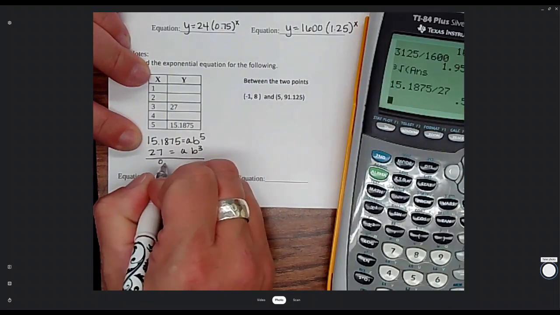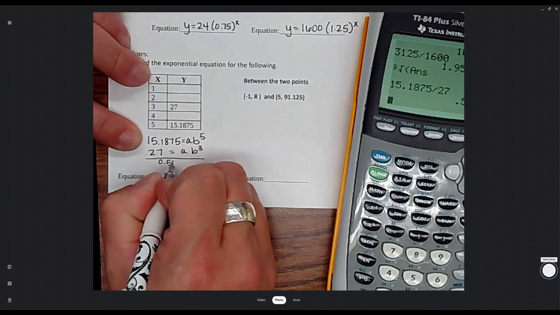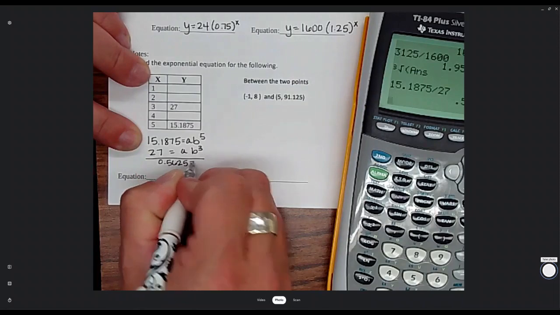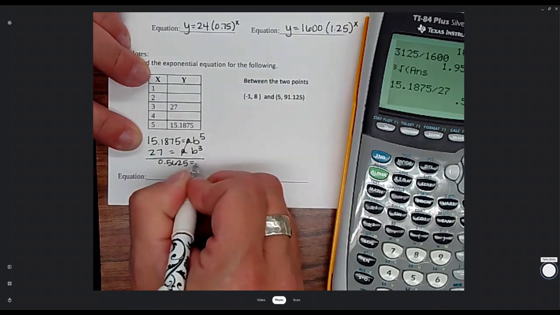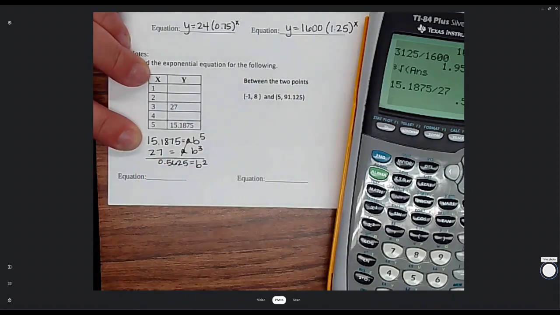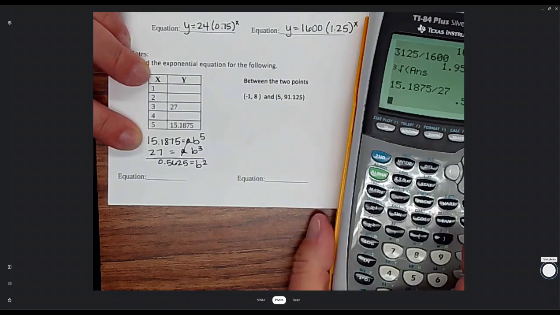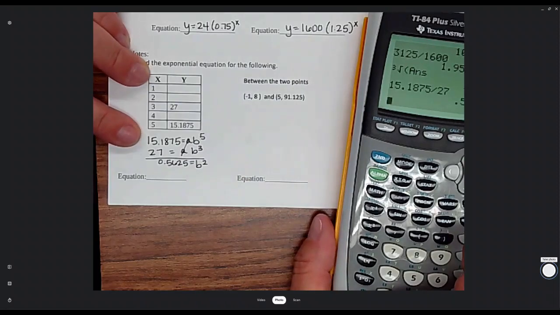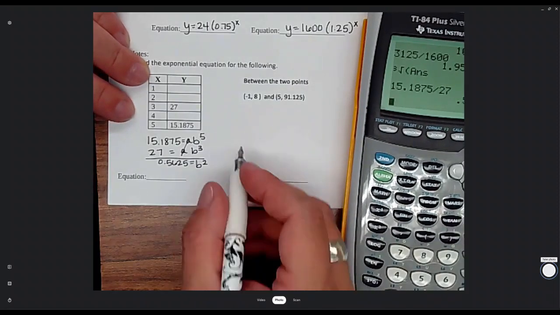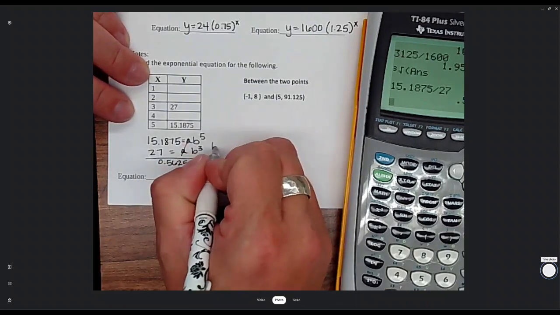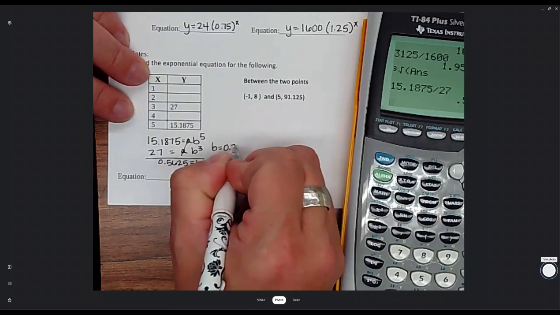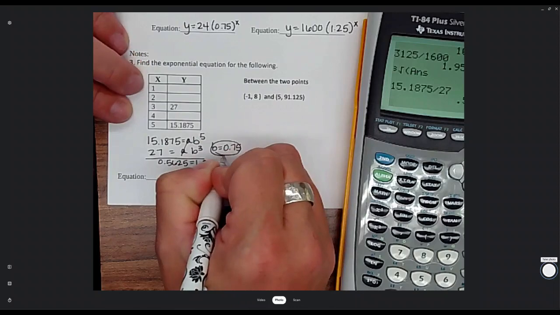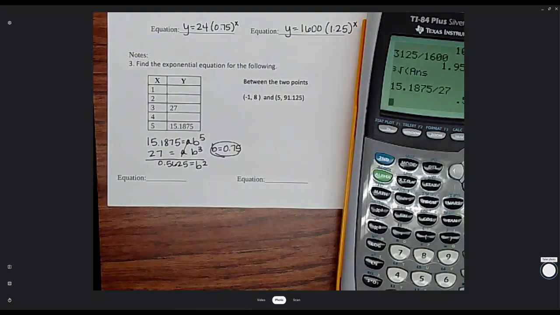So 0.5625 equals 5 minus 3. The A's are gone. 5 minus 3 is squared. Okay, we actually ended up getting this last time, didn't we? According to the last time we did these same numbers, total coincidence, by the way, the B ended up being 0.75. Okay, we don't know the A on this one though. So we've got to figure that out.